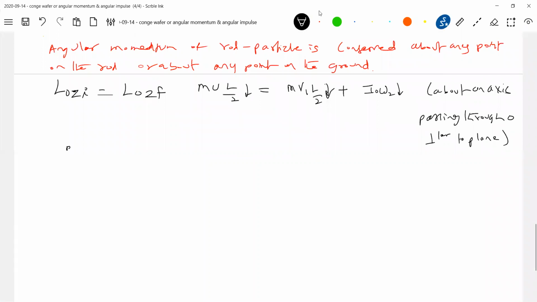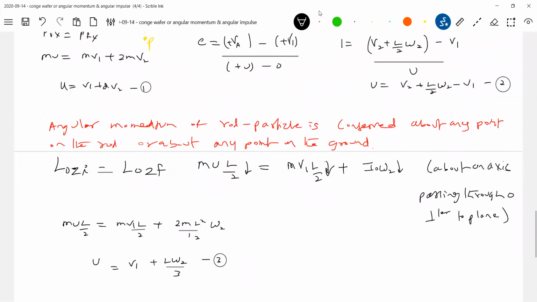This should be M u by 2, V1 L by 2, moment of inertia of the rod 2ML squared by 3 into omega 2. So M gets cancelled and one L also gets eliminated. So u by 2 equals V1 plus L omega 2 by 3. So how many unknowns are there? Check it. 1, 2, 3. Three equations, three unknowns. Solving them will give the required answer.